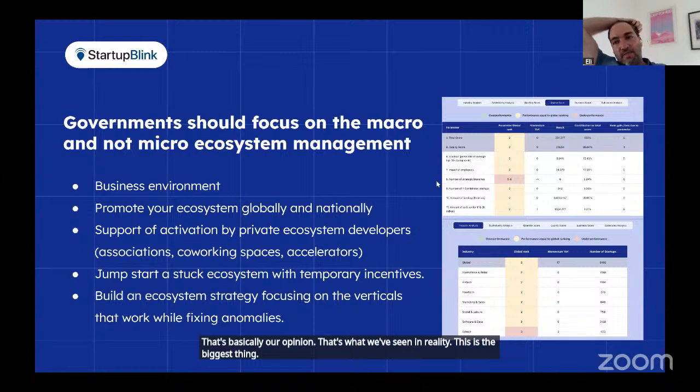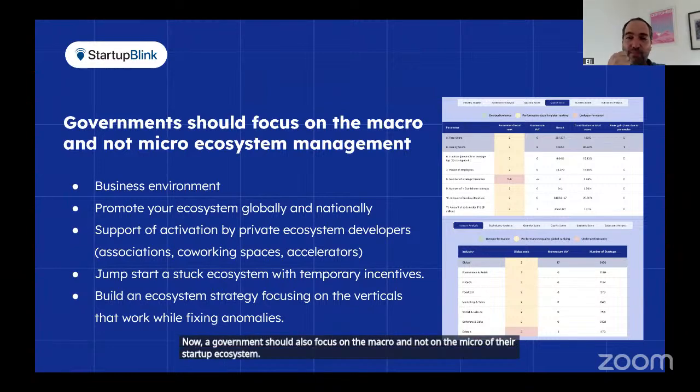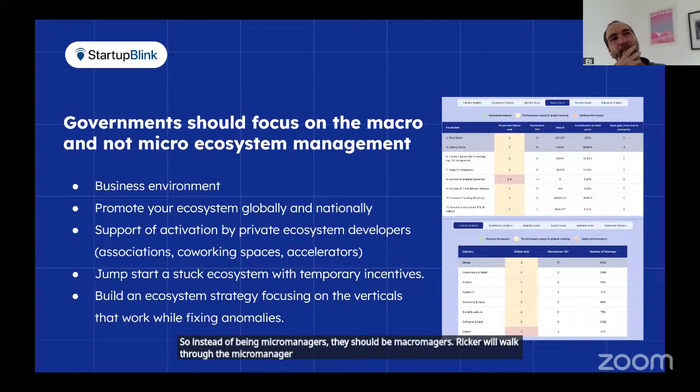Now, governments should also focus on the macro and not on the micro of their startup ecosystem. So instead of being micromanagers, they should be macro managers. First of all, what is a micromanager? A micromanager is saying, you're a good startup, I'm going to give you a grant. You're not a good startup, I'm not going to give you a grant. You're an interesting program.